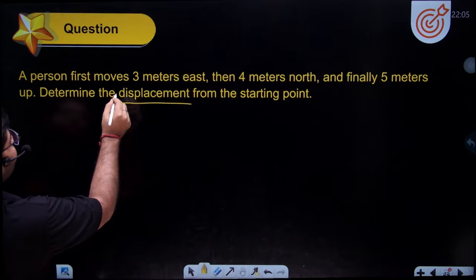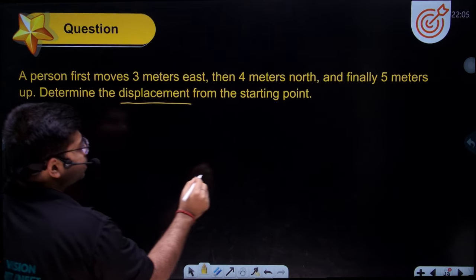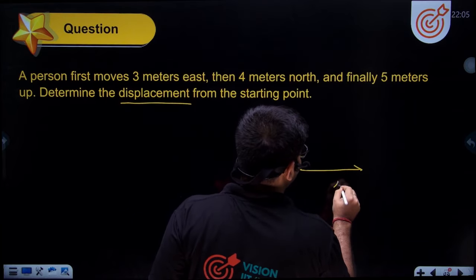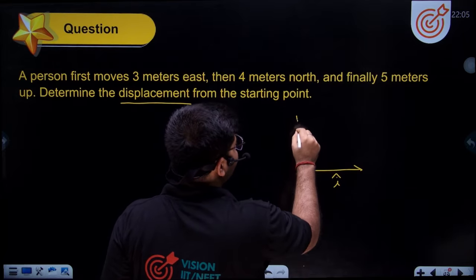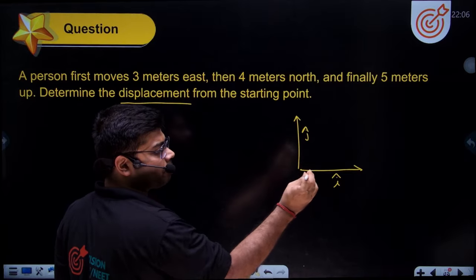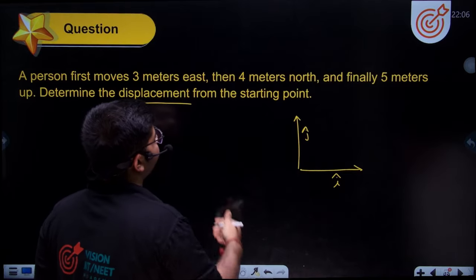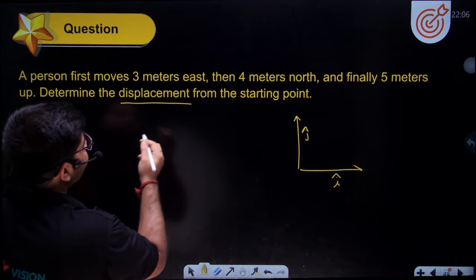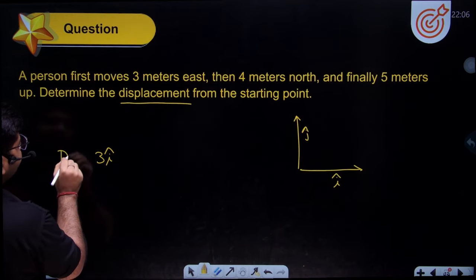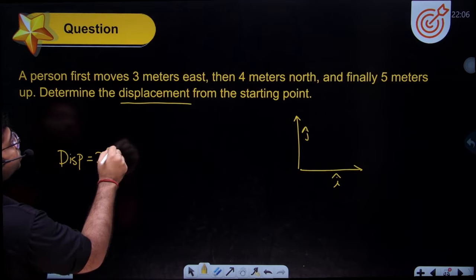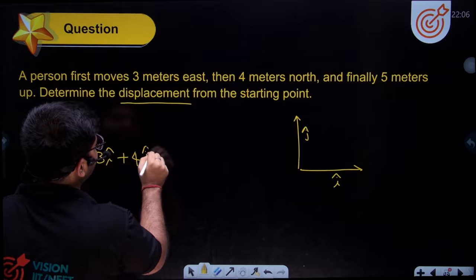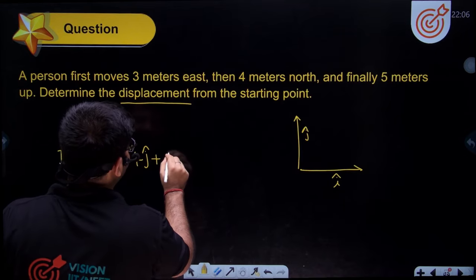So I can say that it has moved 3 meters east. So east direction I am saying this is my i cap. North direction we are putting as j cap. And perpendicular to the plane of the paper or the plane of the board is my k cap. So let us put it in that way. Then I can say that my displacement is 3 i cap plus 4 j cap, right? Plus 5 k cap.